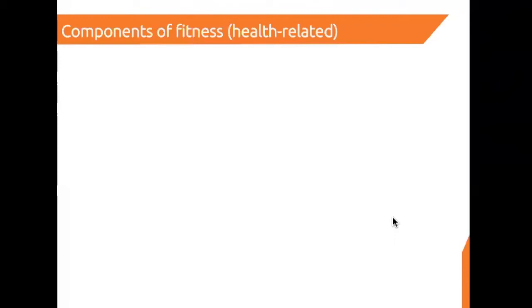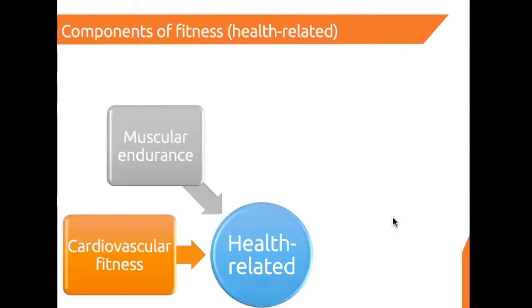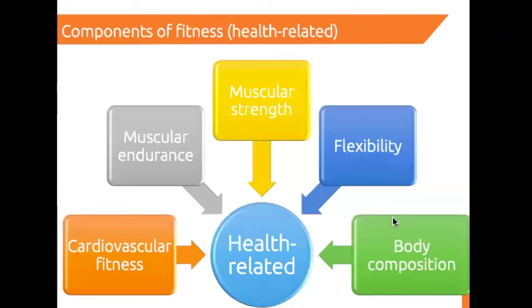Well, there's one missing. It's always the one that's left till last, actually. It's the one that people were most concerned with. We don't call it that. We call it body composition. So we've got cardiovascular fitness, muscular endurance, muscular strength, flexibility, and body composition.